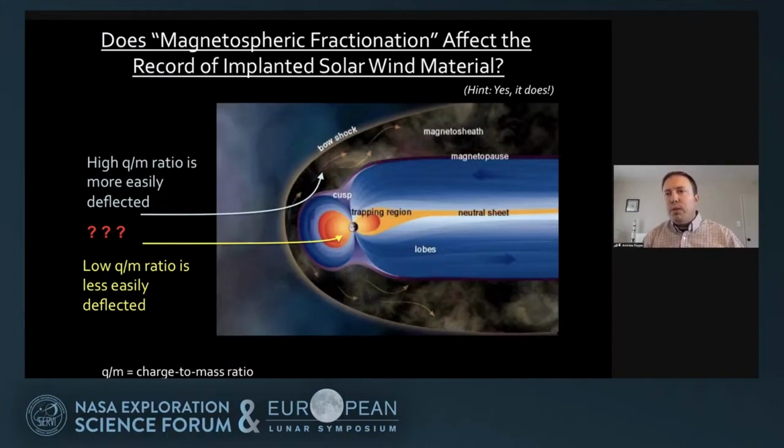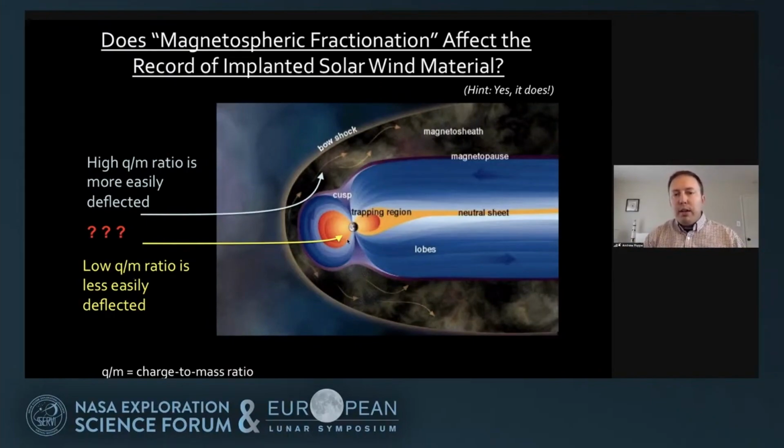So the question we posed in this study was, does the charge to mass ratio of all of these minor ions, all of these minor isotopes, affect the differing rates at which these ions are implanted in the lunar soil? So high charge to mass ratio, these are typically lighter ions like protons or alphas. Are they more likely to be deflected by the bow shock and the magnetosheath of this magnetosphere? Whereas low charge to mass ratio, these are typically heavier ions.